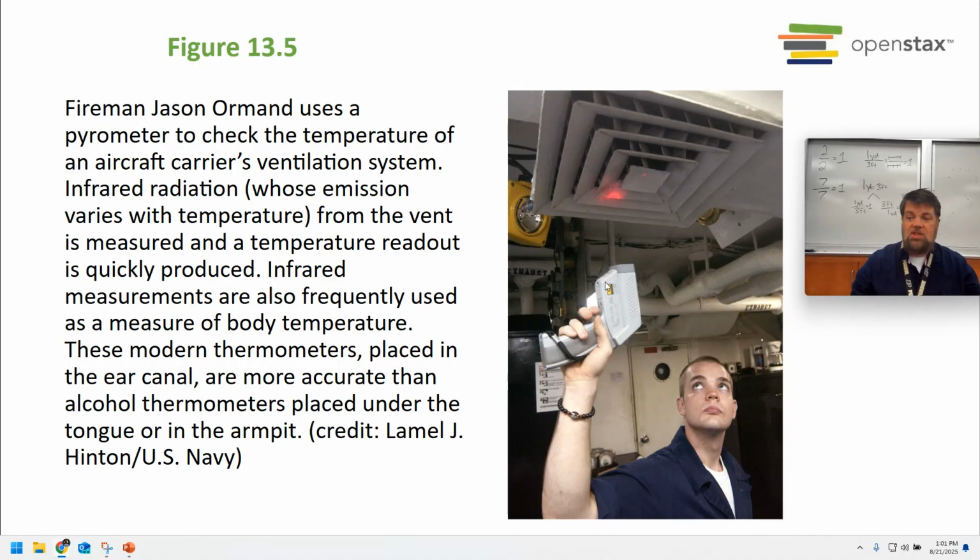Light has energy, heat has energy. So as the light comes into contact with some sort of heat, and I'm oversimplifying this, the light actually becomes more excited, and so you end up reading more energy than the gun shoots out. Okay, so that's a great way, and these are a little more accurate to measure the temperature of not only your forehead, but also apparently the ventilation systems on an aircraft carrier.